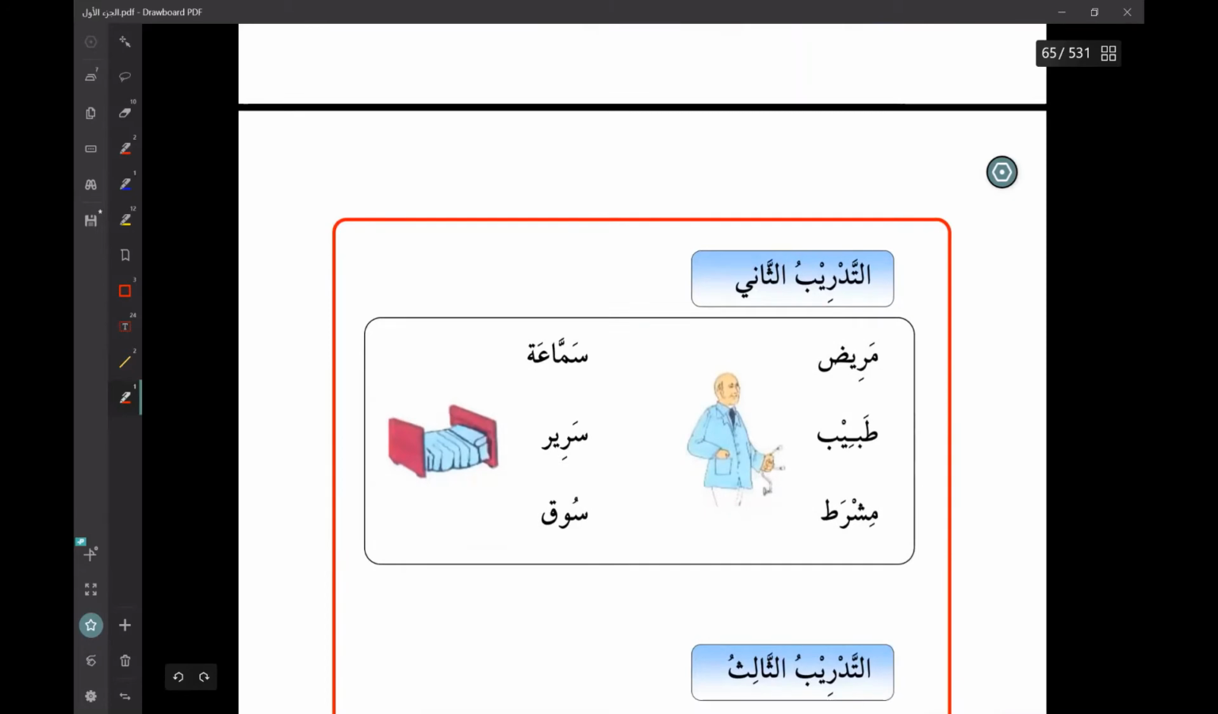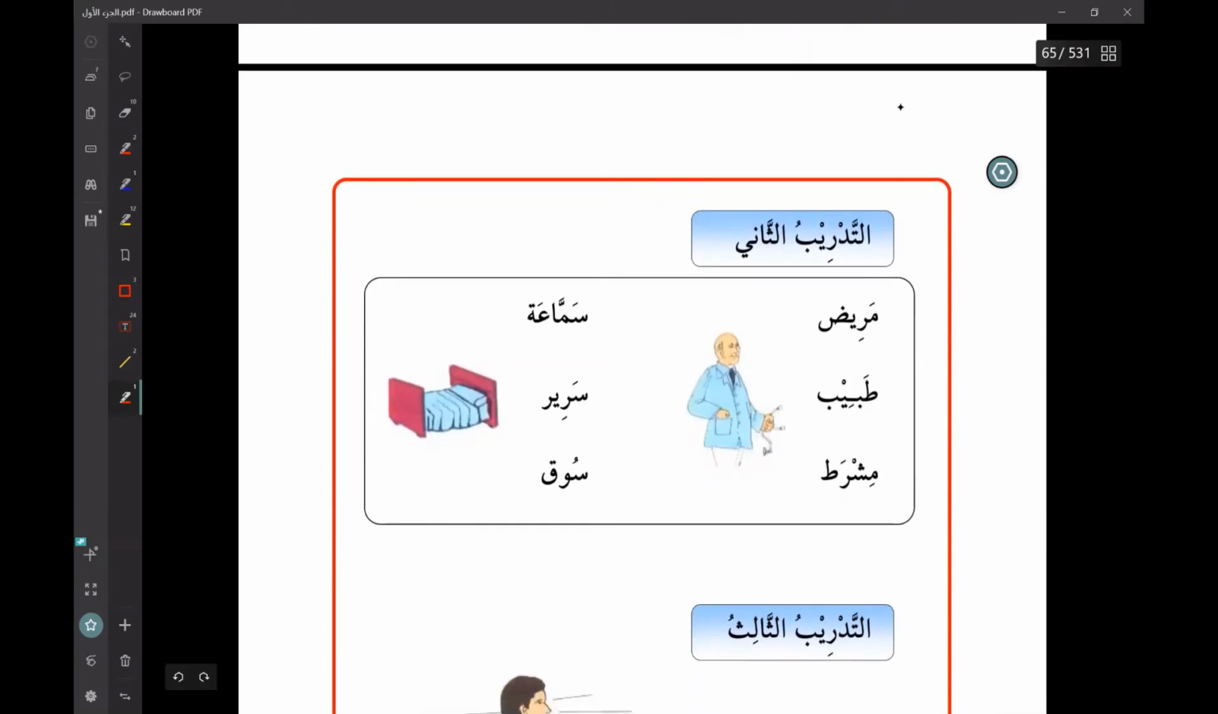Next, at-tadrib al-thani, we have marid. Basically we have pictures we have to match, which is not that difficult. So what does it look like? It looks like a doctor. So we have to match it with doctor, which is tabib. So this is what? Sarir. Here's the sarir, which is a bed.